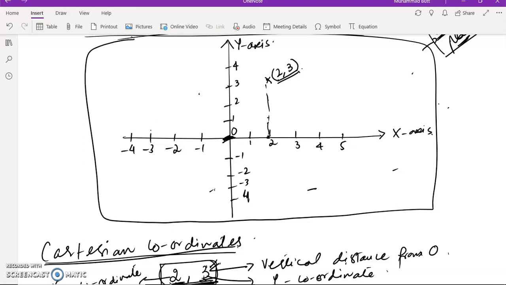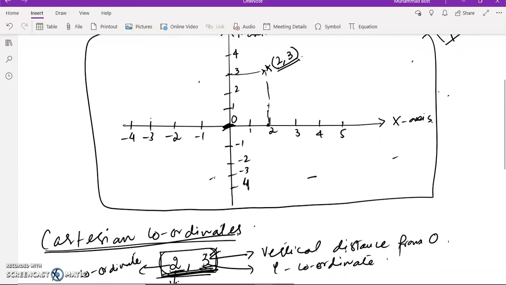We always measure the horizontal distance first and then we move up or move down. It depends on the ordered pair. Let's see if the x coordinate is positive but the y coordinate is negative. Let us suppose the value is 2, minus 3. How are we going to locate it on the graph?